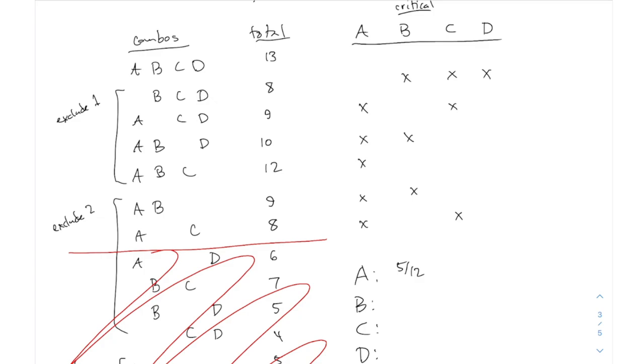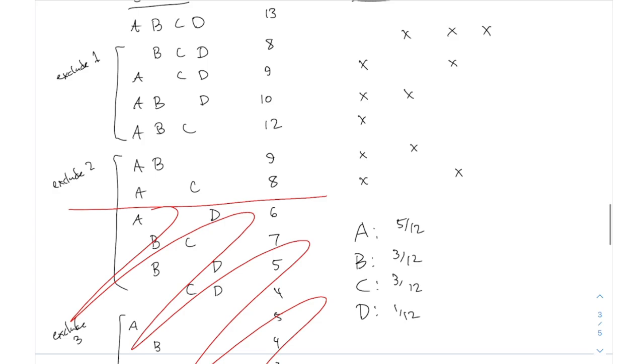The B has 3 out of 12. The C has 3 out of 12. And the D has 1 out of 12. So this means the B and the C have equal power. The A has more than those guys, and the D has less than those guys. That's how we do it.